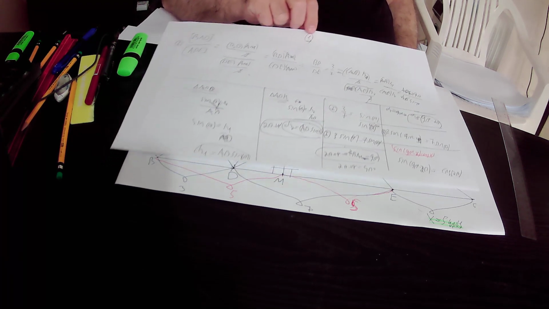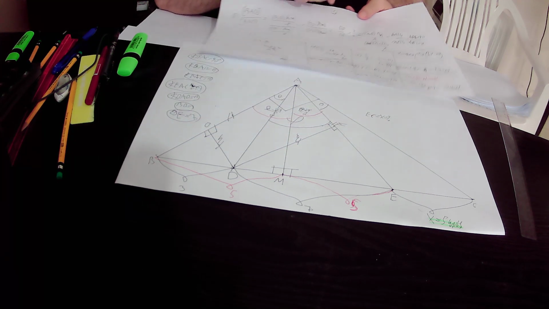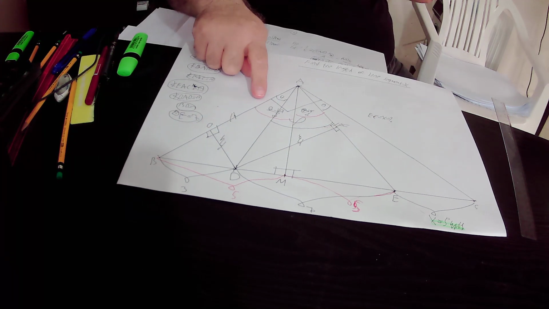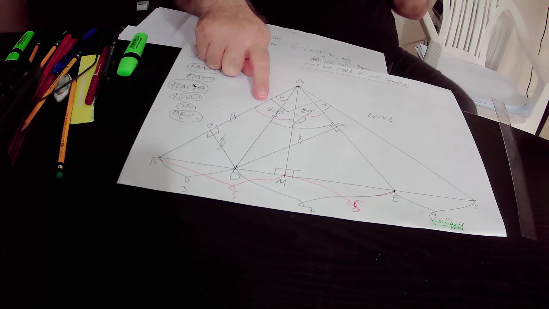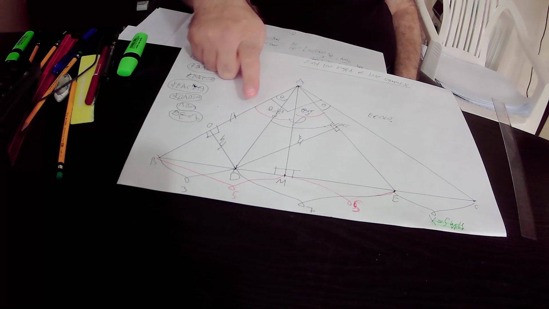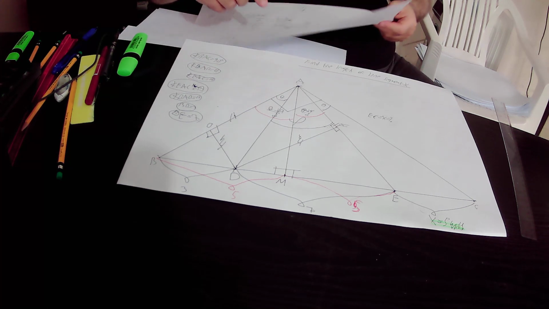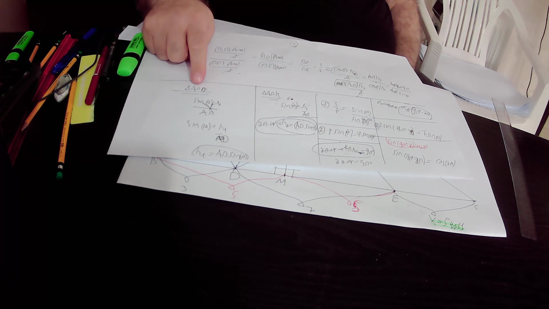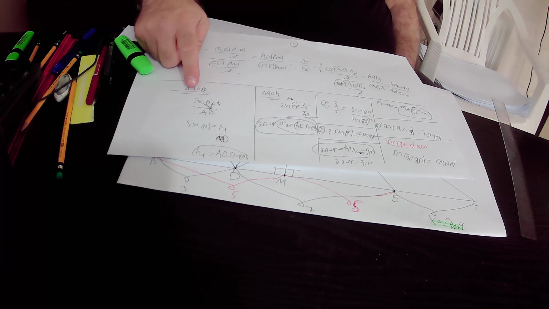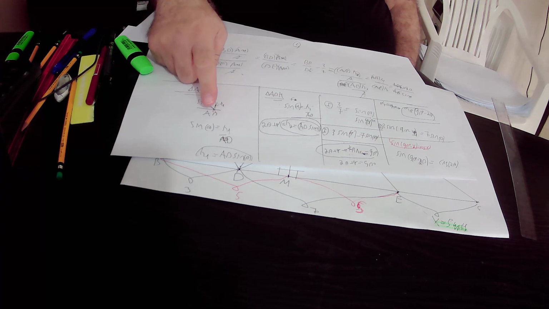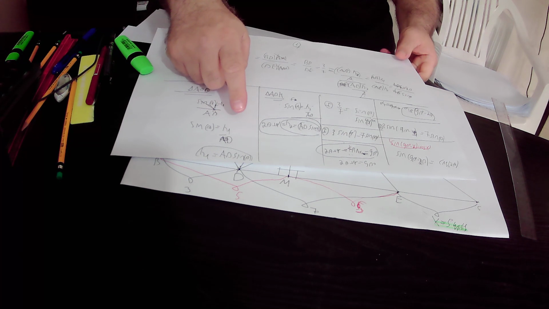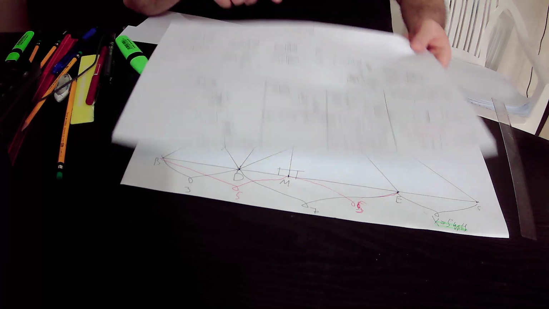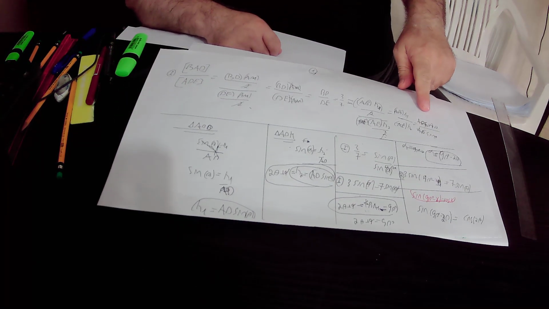Now we will calculate the values of H1 and H2. In the right triangle AOK, sine theta equals H1 over AD. We multiply this equation by AD and we get that H1 equals AD times sine theta.